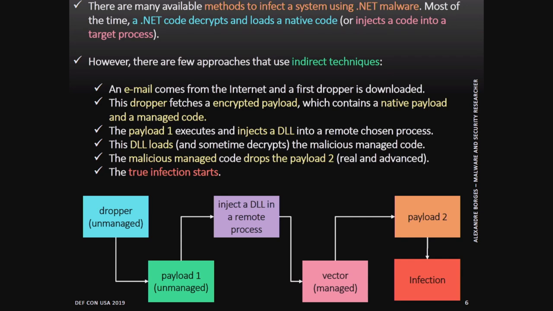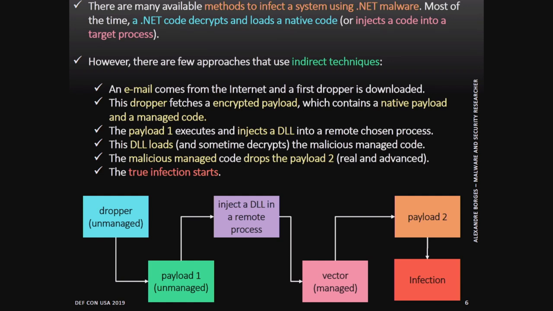You see, this is a real case that I faced some months ago. The suspect received an email, clicked on the link, and dropped a first dropper. This dropper fetches a first payload from the internet. This payload is composed of two pieces. One piece is native code. The other piece is an encrypted managed code. This first piece, in native code, is injected into another process, a remote process.